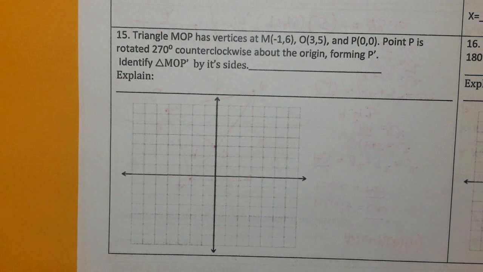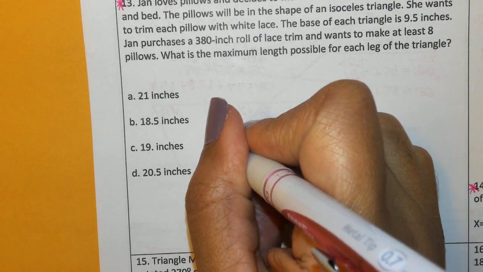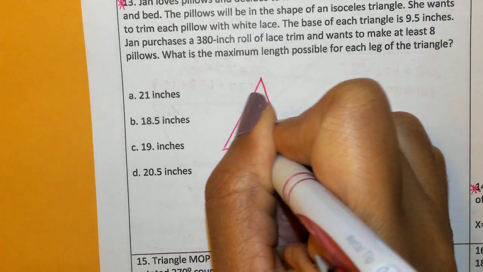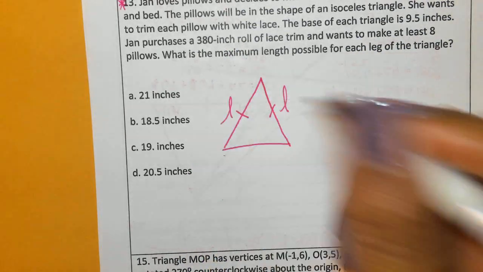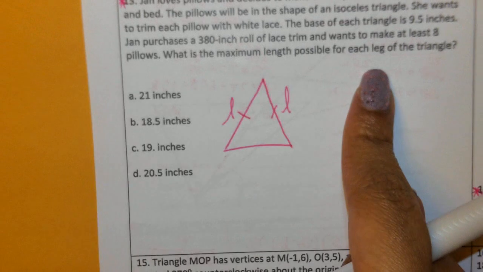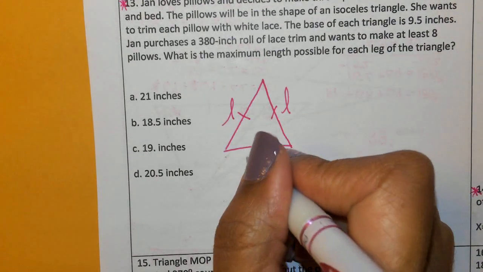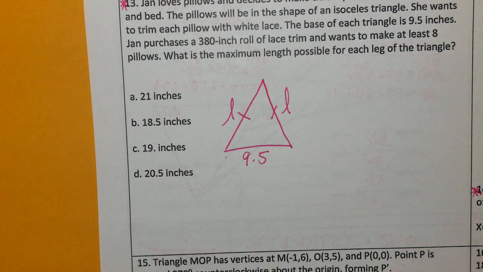Okay, number 13, I did ask in the original one that we did, if you just draw it out, you want to draw the isosceles triangle and make a representation for the legs. And the reason we're calling it legs is because that's what it calls it in the problem. It tells us that the base is 9.5. And then what we're trying to do is figure out the perimeter of just one of the pillows.